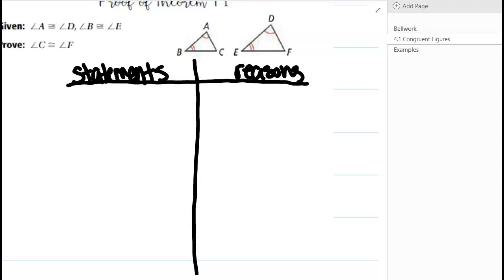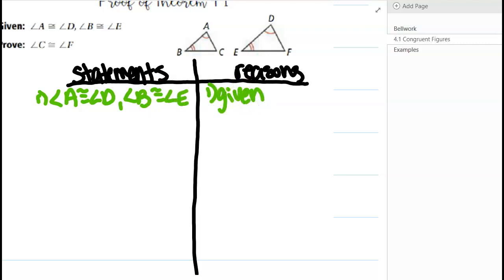Okay? We know that the first statement is probably because it is my given. I also know that the last statement needs to say angle C is congruent to angle F.